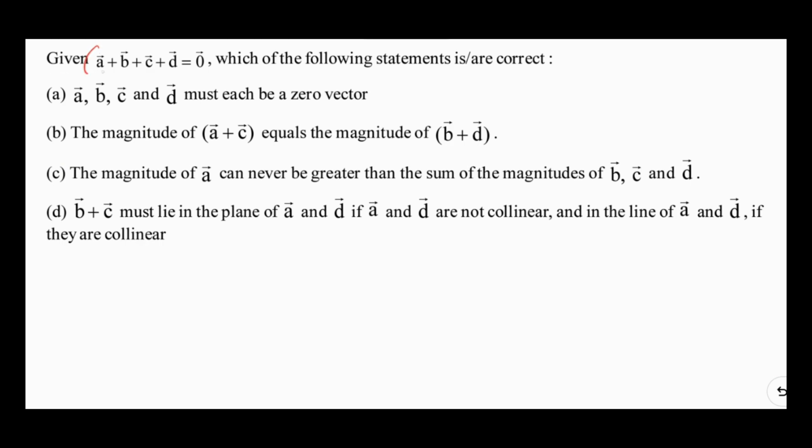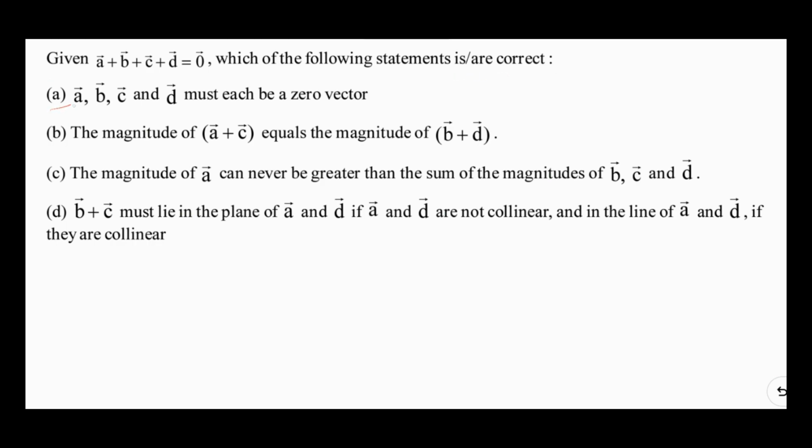Given that a vector plus b vector plus c vector plus d vector gives you a 0 vector, or we can say it's a null vector. Which of the following statements is/are correct? It may be a multiple choice question, a multiple correct question.